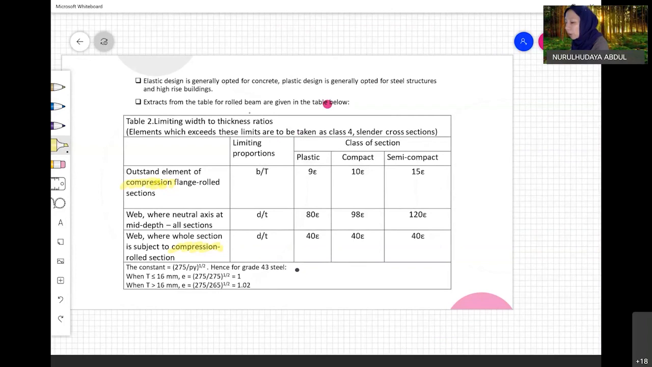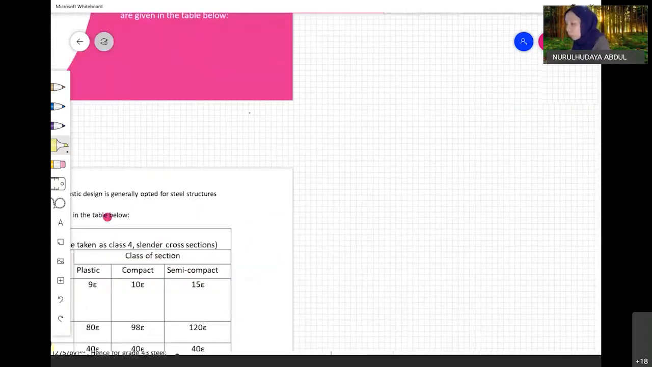But for beam you akan pakai this one. Okay, and then for column you pakai yang bawah ni. Okay, because of compression adalah column. So right now, D over T and B over T. Okay, so you nampak kat sini ada constant. So kita kena kira constant dulu lah.